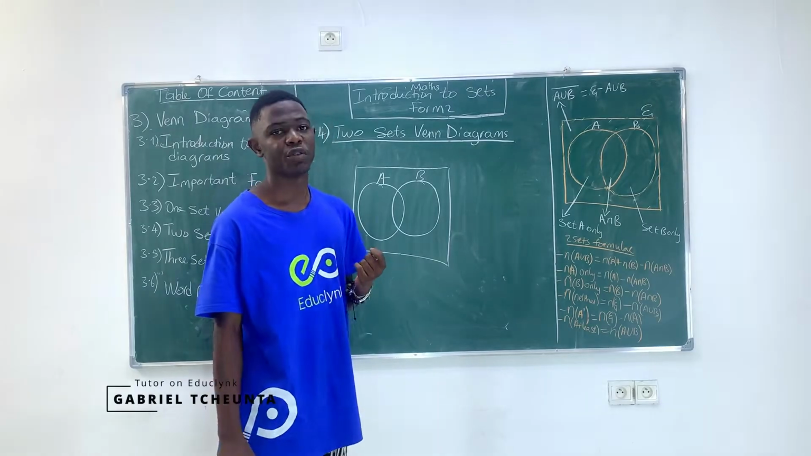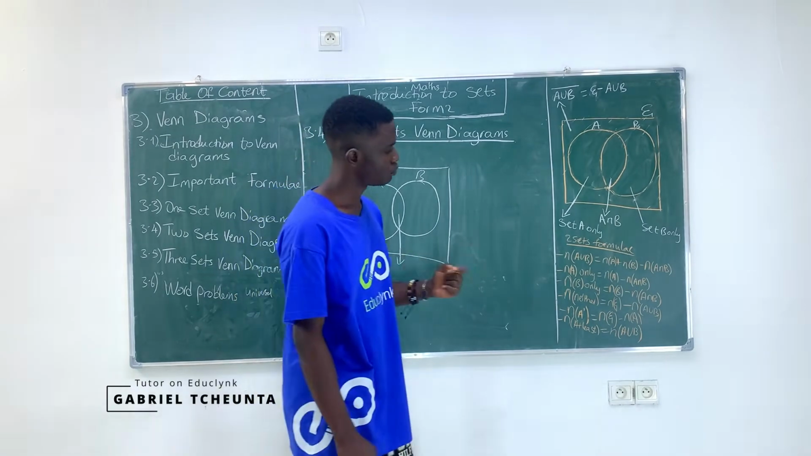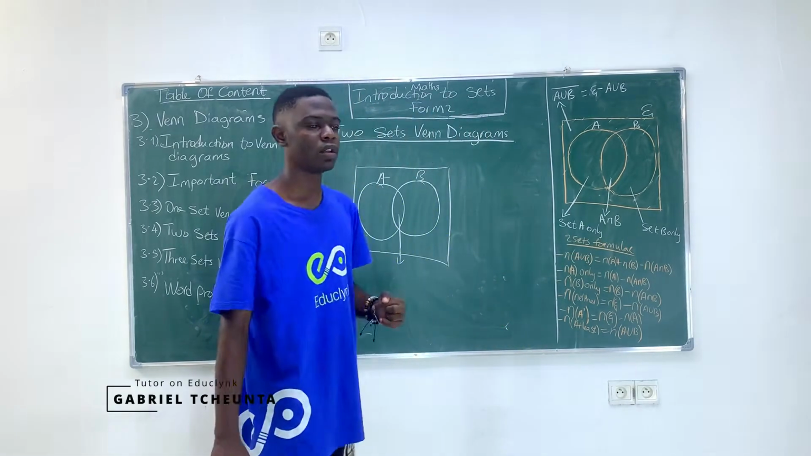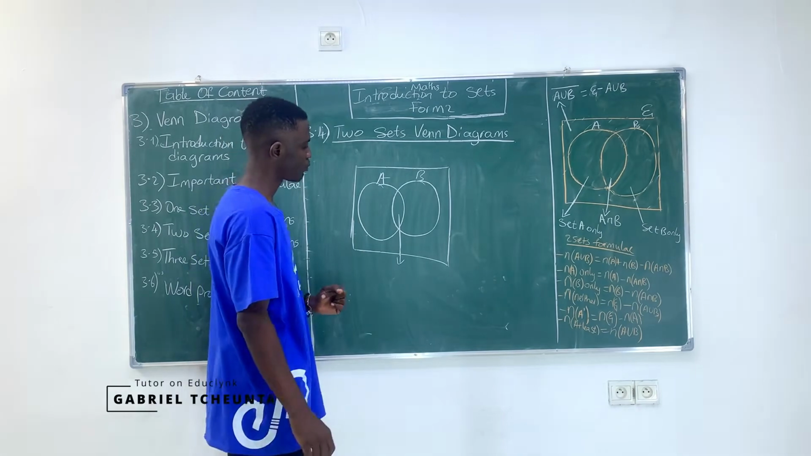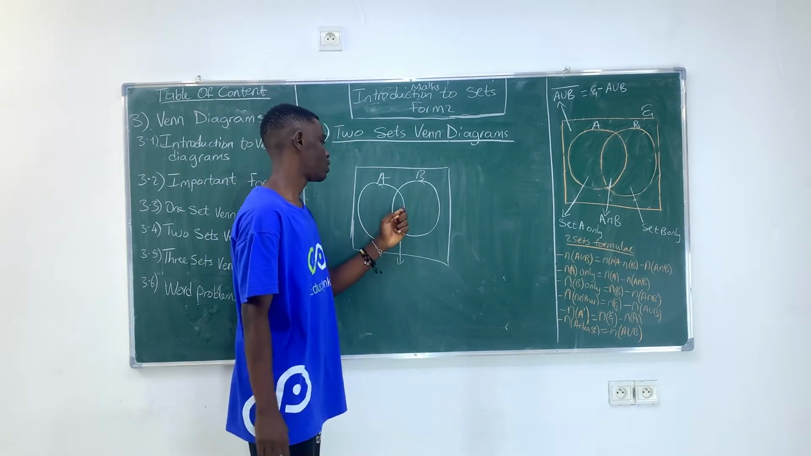So here we have the introduction of the new part. This part, intersection. A intersection B. So the difference we just get at this point.